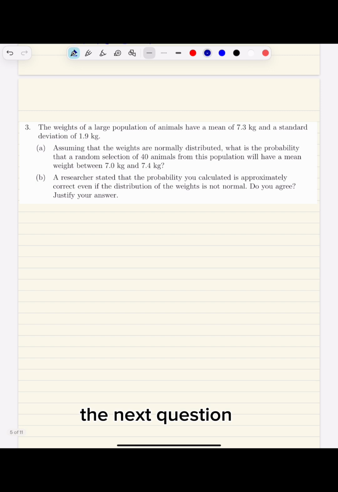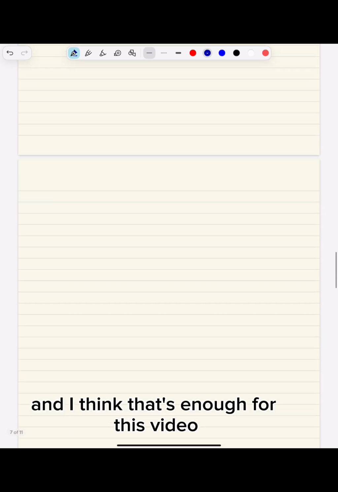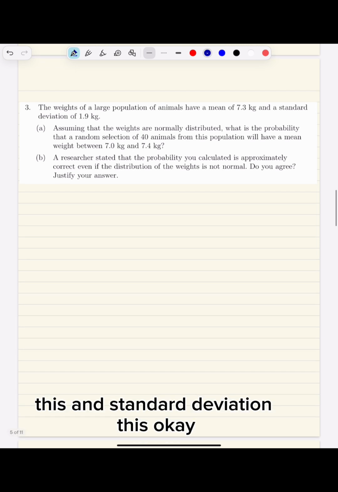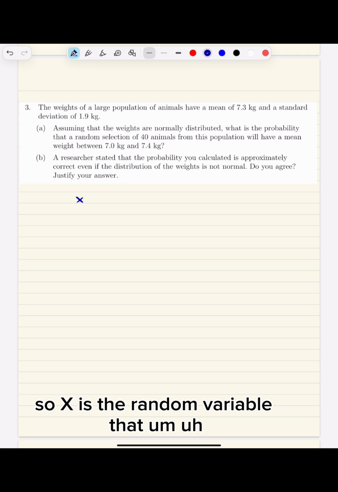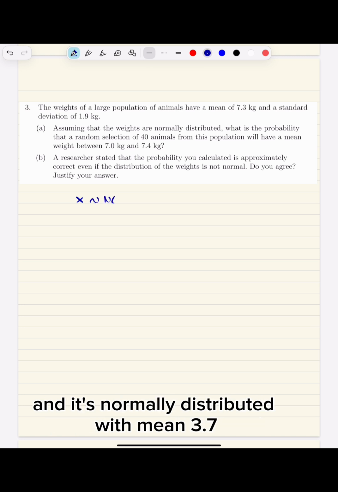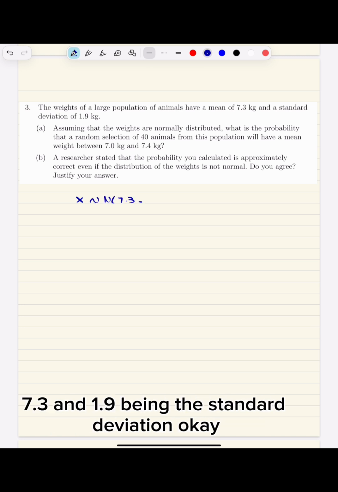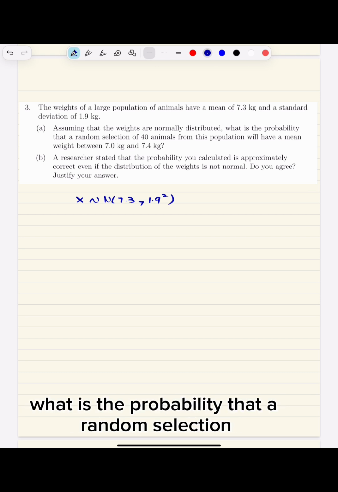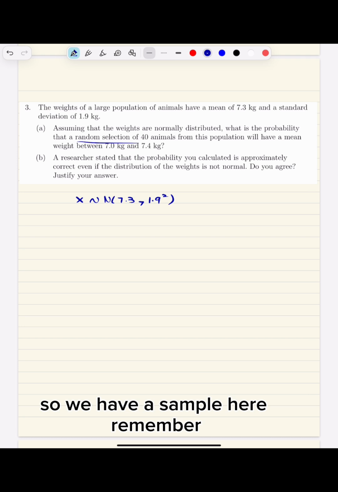Okay, the next question, and I think that's enough for this video. The weights of a large population of animals have a mean and standard deviation. Okay, so x is the random variable that denotes the weights of this population of this animal, and it's normally distributed with mean 7.3 and 1.9 being the standard deviation. Assume that the weights are normally distributed. What is the probability that a random selection, so we have a sample here.